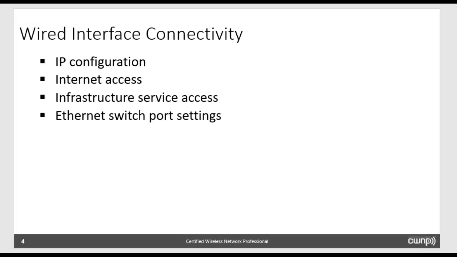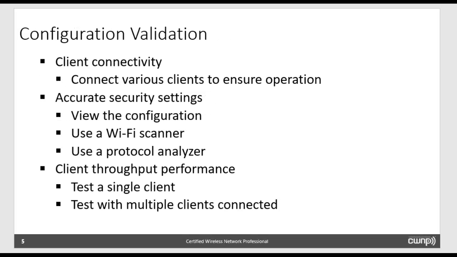Internet accessibility, can you get access to the internet? Are there infrastructure services that you need to get access to? And of course, appropriate Ethernet settings, maybe including power over Ethernet. So just something to keep in mind. Now, when you're doing a configuration, once it's connected to the network and mounted, it's important that you validate the configuration.